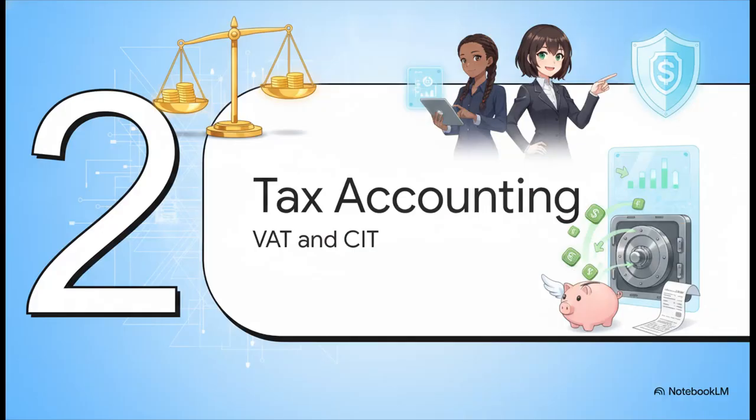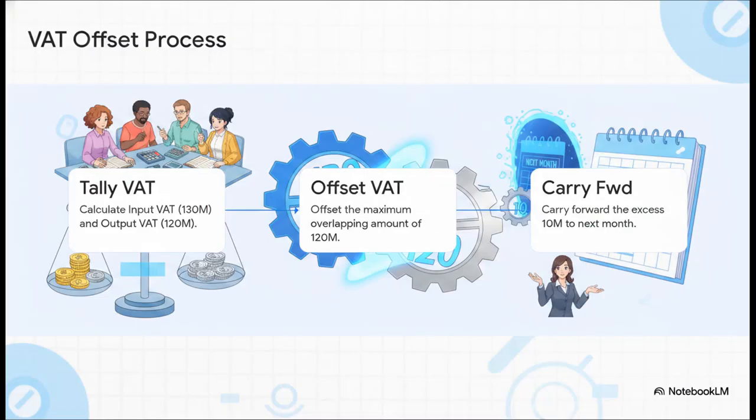Moving right along, let's tackle our second major topic for the day, tax accounting. Now, we use the deduction method for value-added tax. At the end of every single month, we have to offset our input VAT against our output VAT. Consider Tan Phot Company. They tallied up 130 million in input VAT from all their purchases, but they only had 120 million in output VAT from their sales. Because the input is greater than the output, we offset the maximum overlapping amount, which is 120 million. And don't worry, that remaining 10 million isn't lost. It's perfectly carried forward to the next period over in account 1332.